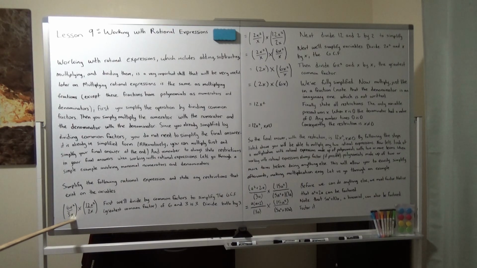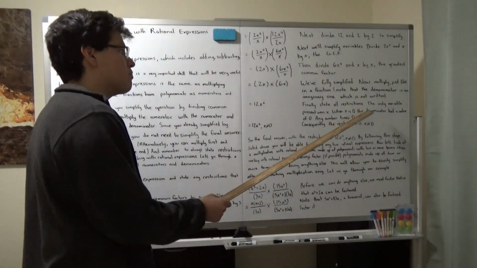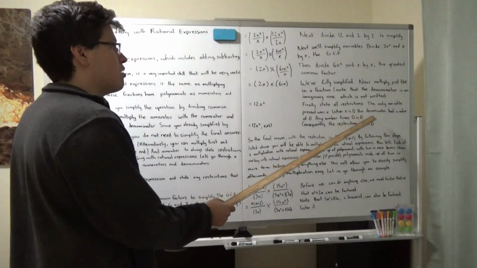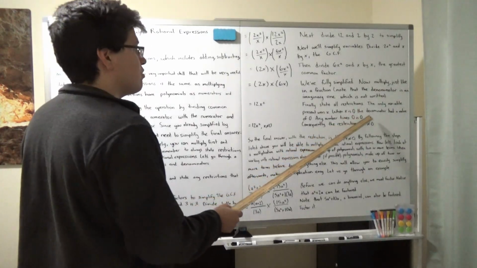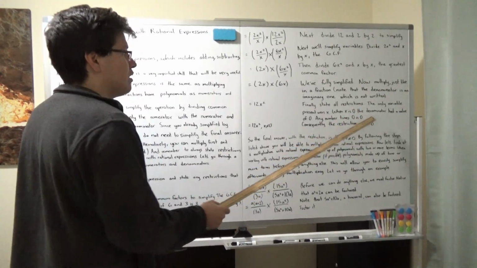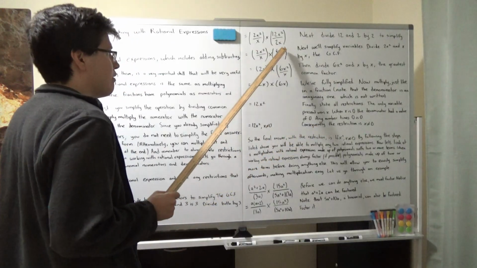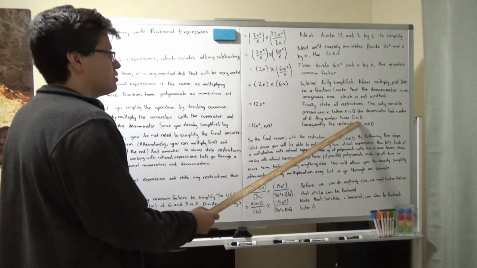Remember, the denominator cannot be equal to 0. So we set it equal to 0 and solve for x. The only variable present was x. When x is 0, the denominator had a value of 0, as we already computed above. And any number times 0 is 0.